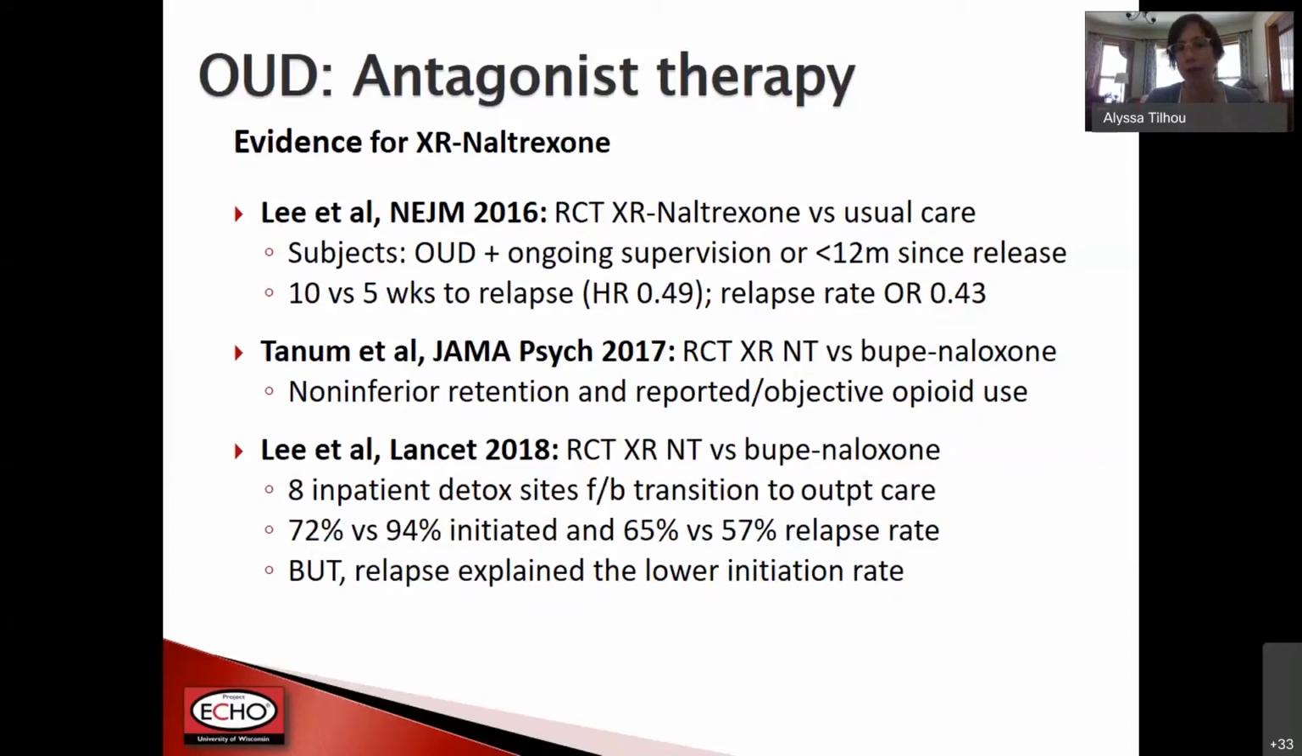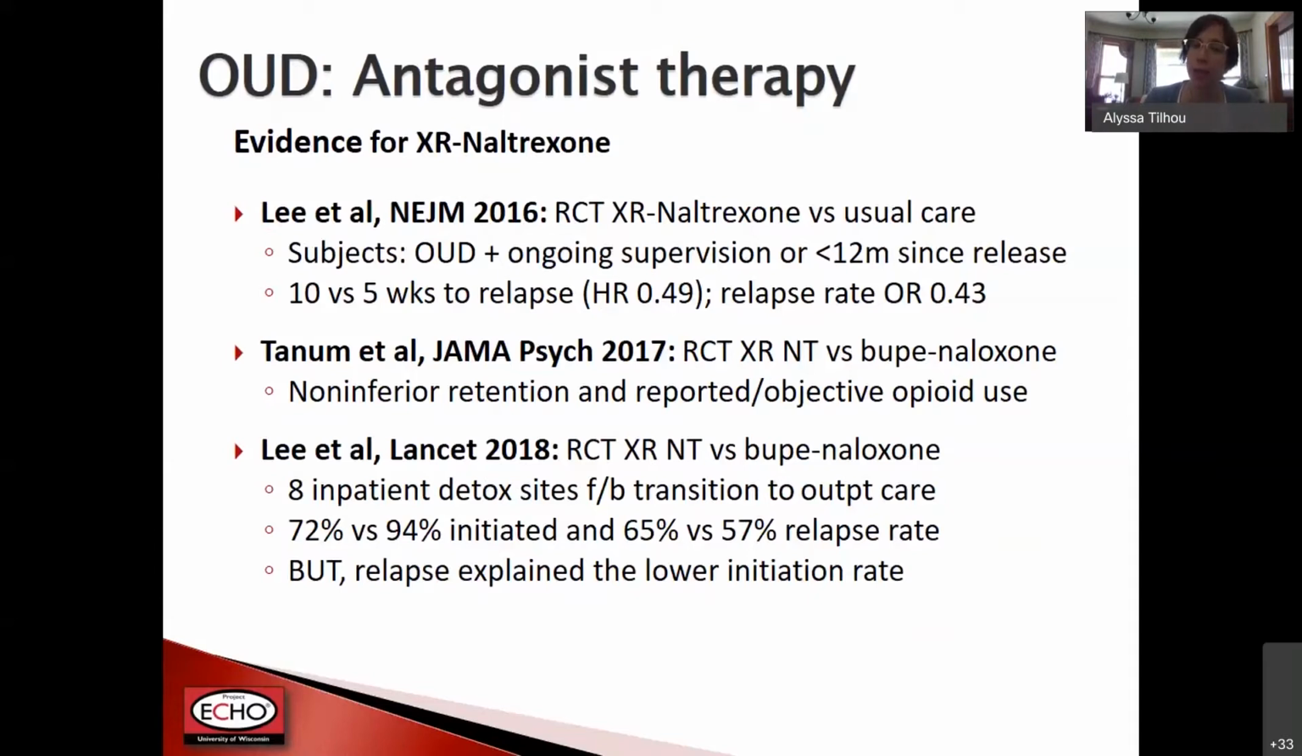The last two trials here compare extended release naltrexone to bupe-naloxone. Tanum's group found that the IM naltrexone was non-inferior in terms of retention in treatment, as well as with reported opioid use from the patient and objective opioid use through urine testing. Lee and colleagues found a similar outcome.